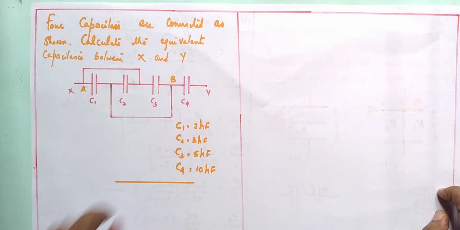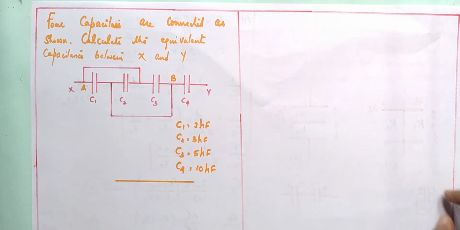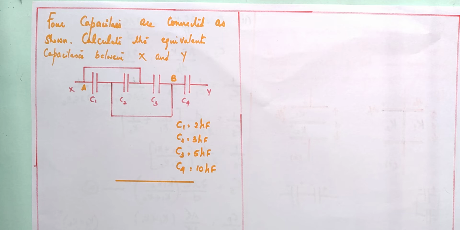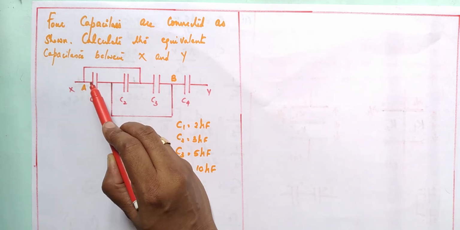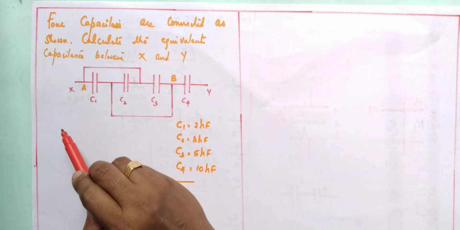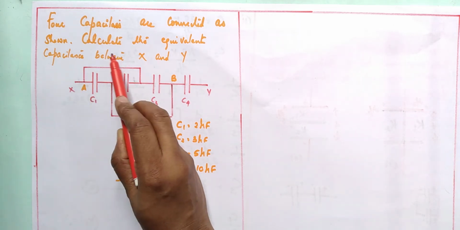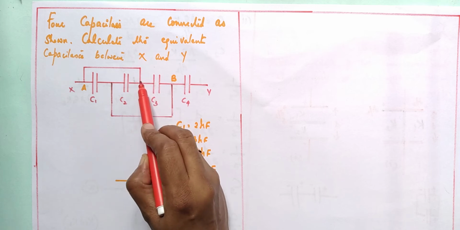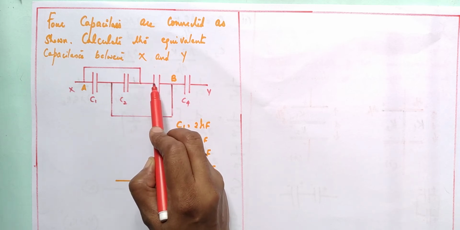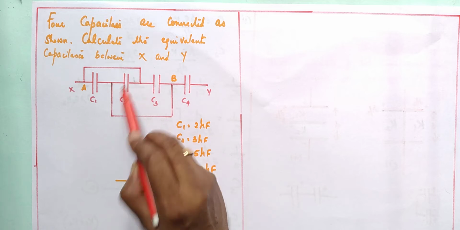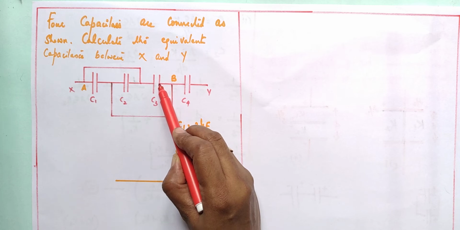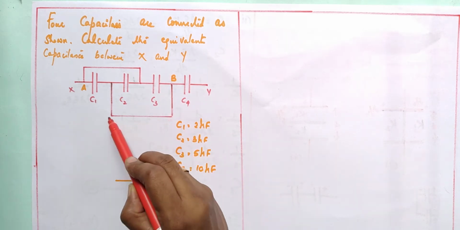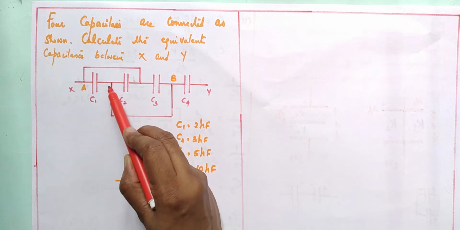Since interconnections are there, we have to think carefully. Now, this can be rearranged in another manner. If you consider the point A, at the point A, one plate of capacitor C1 is connected. A is also connected to one plate of C3 and one plate of C2. And if you consider the point B, B is connected to one plate of C3, one plate of C2 and also one plate of C1.